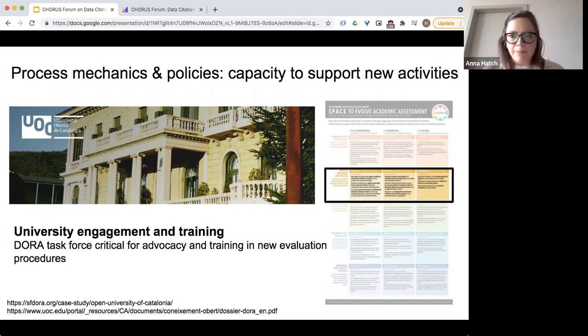So moving on to the next slide, and this one's sitting right in between process mechanics and accountability, is that we know policies are only effective if they're adopted by the community. So the DORA task force at UOC was not only critical in outreach and advocacy, but they were absolutely crucial in providing training in these new evaluation procedures.